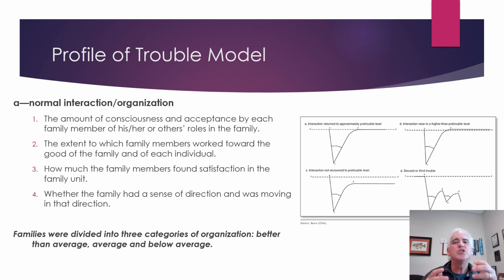Third, how much the family found satisfaction. So a really high functioning family is very satisfied with their family. And then fourth, whether the family had a sense of direction and was moving in that direction. Some families are just aimless, just kind of existing day to day. But when a family really has a sense of purpose and direction, they know what they're doing and know why they're doing it, and everybody's moving in a certain direction, they tend to function higher. So in this model, families were divided into three categories. So Crise thought of them as better than average, average, and below average. Fairly simplistic, but it was the first model.